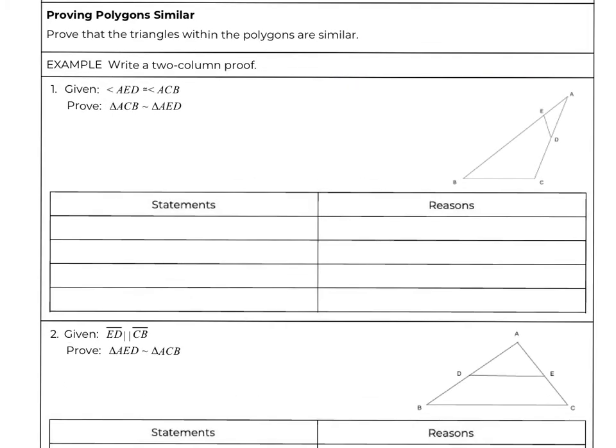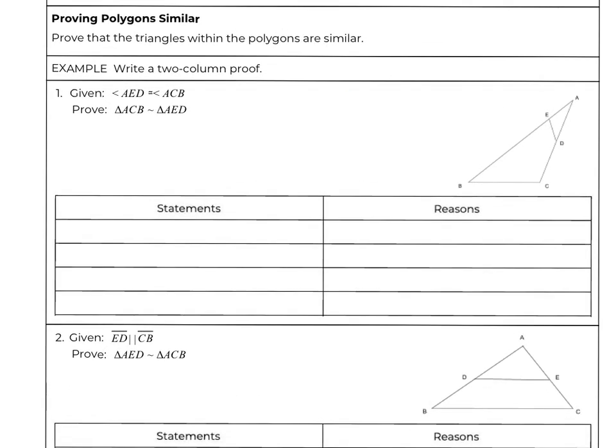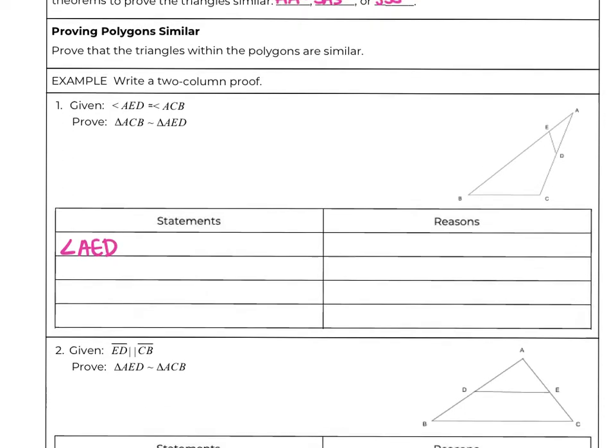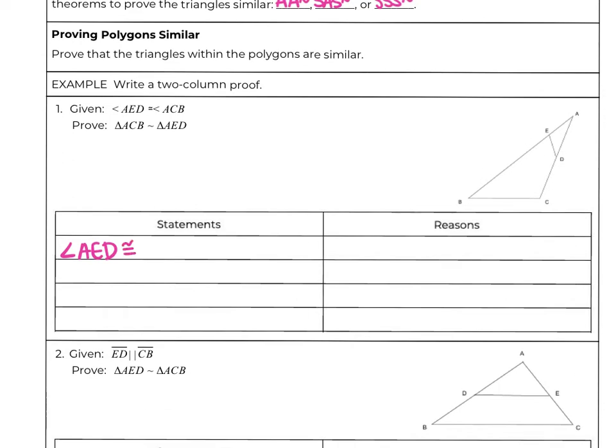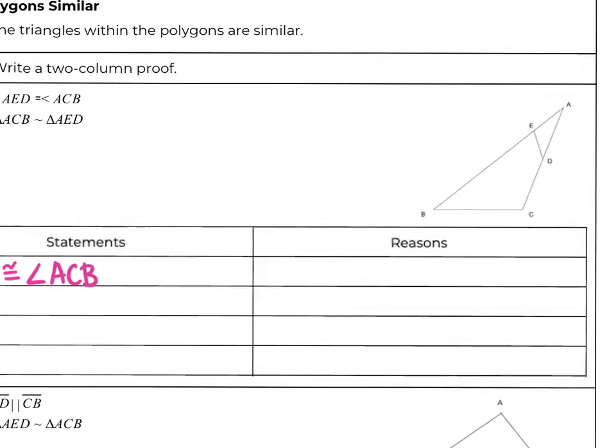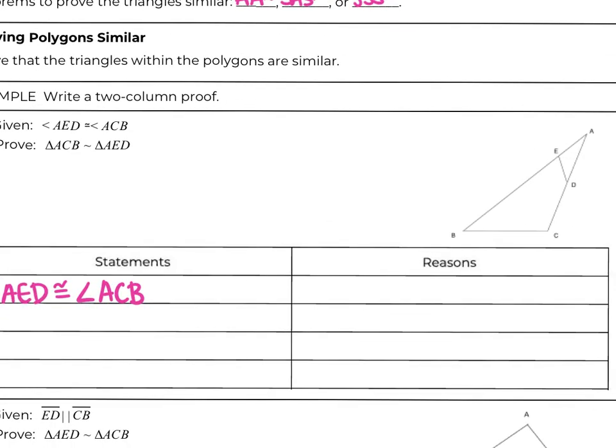All right, so looking at a few examples here. So we have our given, and those symbols didn't print the best, but it's angle AED, and that should be a congruent symbol to angle ACB. So remember, when they have that given, you want to go ahead and mark that on your figure so that you know what you're working with so far.